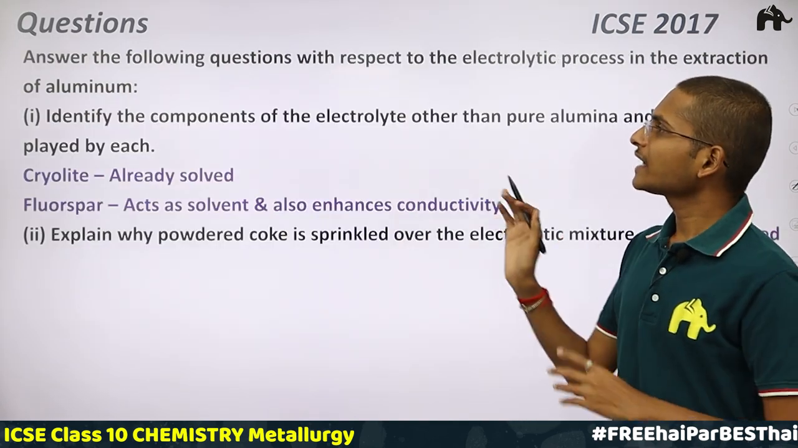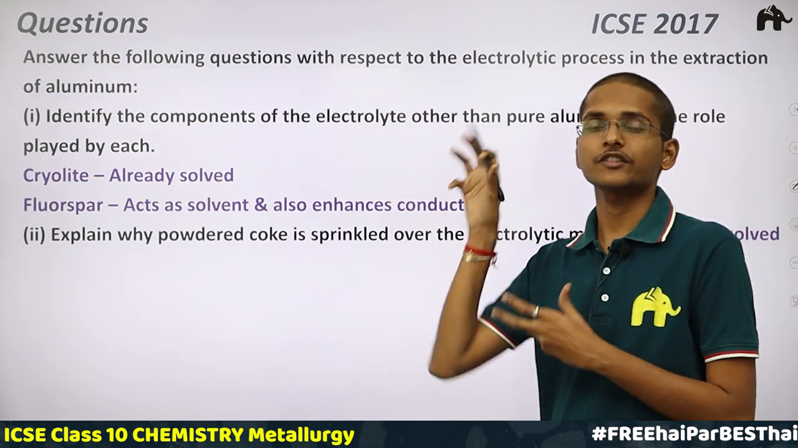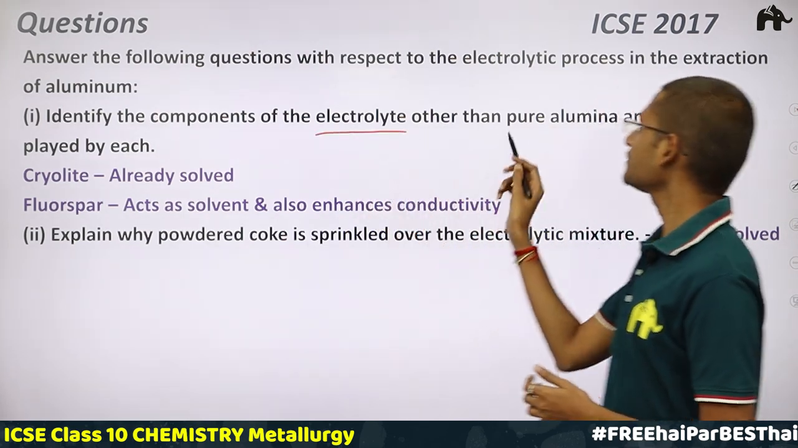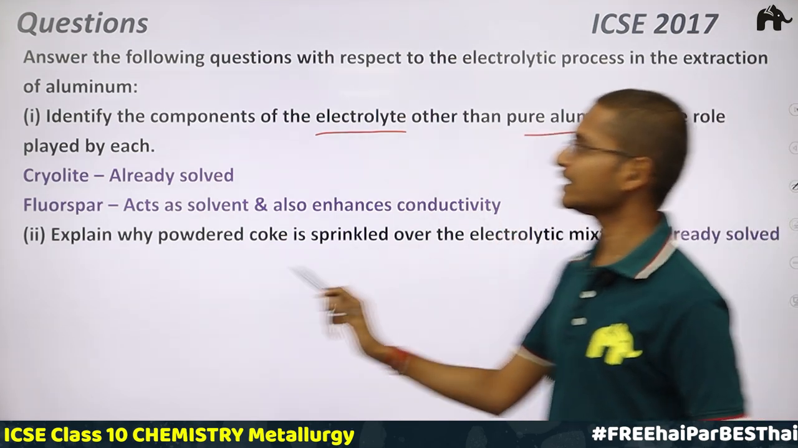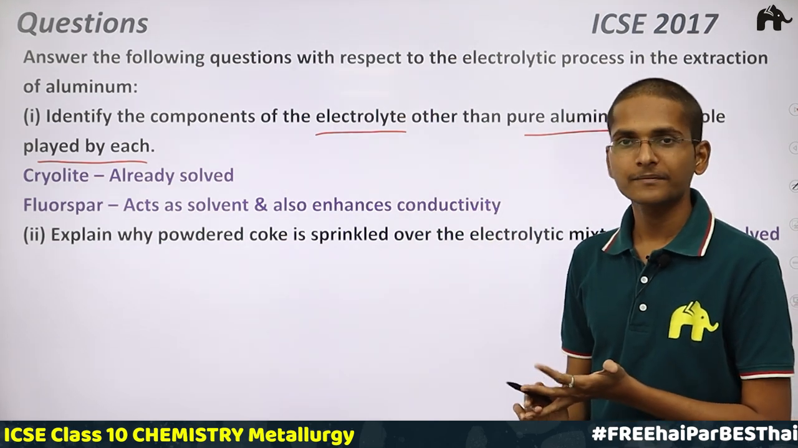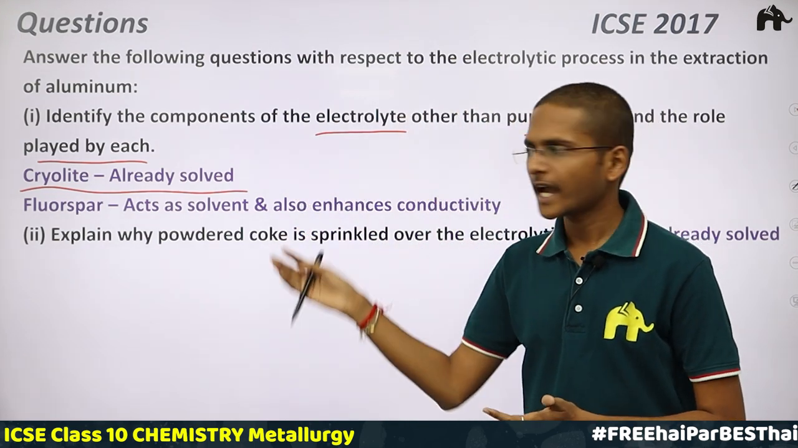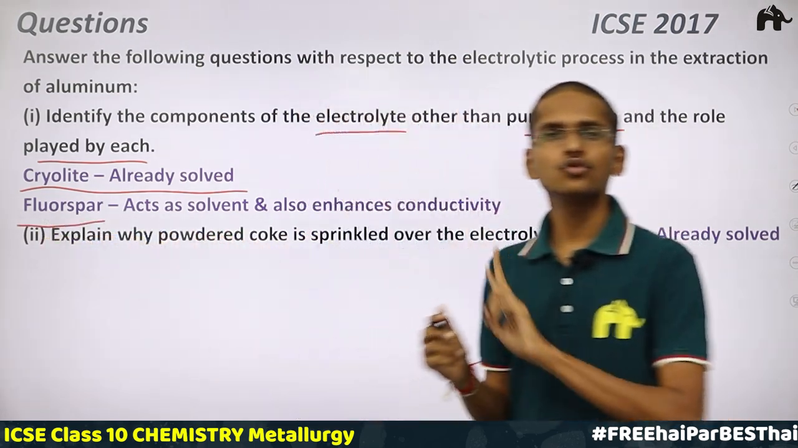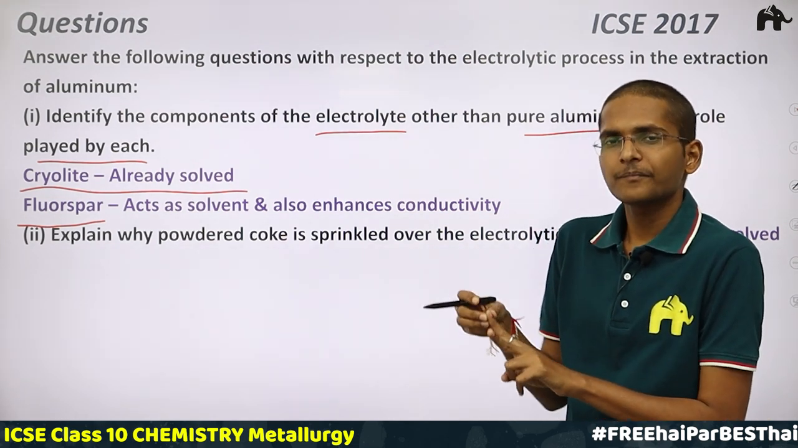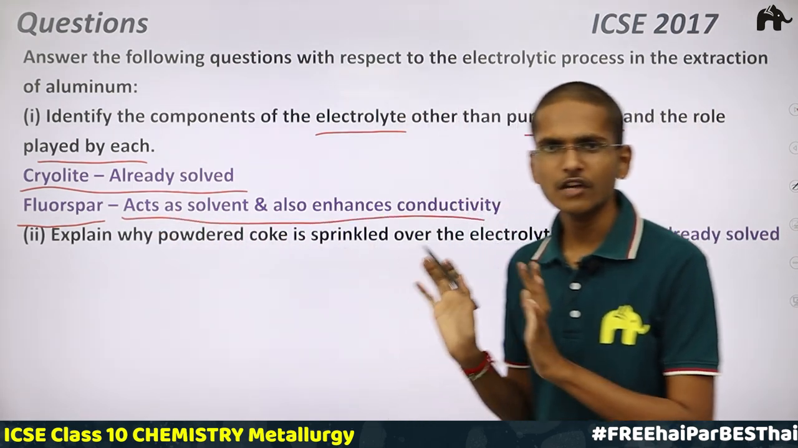And the last one, answer the following questions with respect to the electrolytic process in the extraction of aluminium. So the electrolytic process in the extraction of aluminium is Hall-Heroult process, right? Identify the components of electrolyte other than pure alumina and the role played by each. So what are the components other than the alumina? Fluorspar and cryolite. And we have already seen in the previous questions the role of cryolite. And fluorspar's role is actually two roles: it acts as solvent for the electrolytic mixture, and second, it enhances the conductivity of the alumina. Very simple.